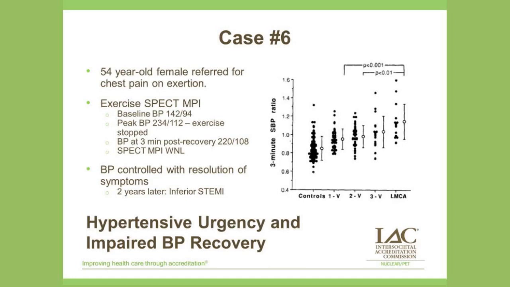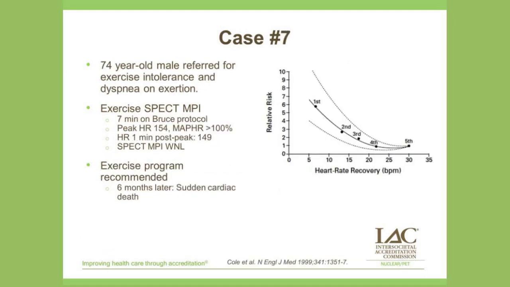The other is, if you look at this graph on the right, you can see the systolic blood pressure drop at 3 minutes. So the ratio of the systolic pressure at 3 minutes to the peak blood pressure has prognostic significance and can identify the extent of disease. So there's additional information that you can get looking at this curve of the blood pressure. So there are two aspects to blood pressure that are important here.